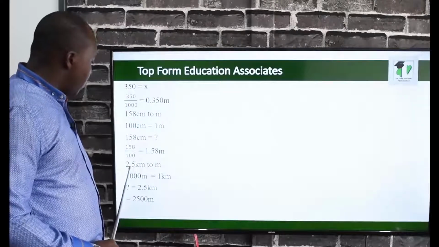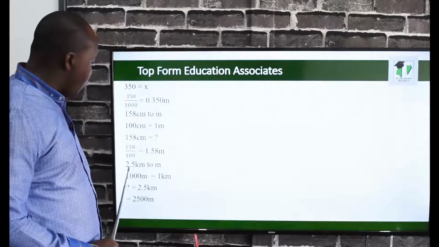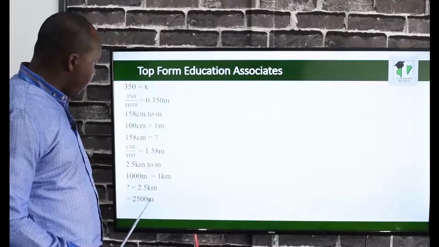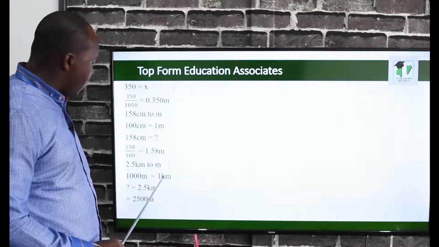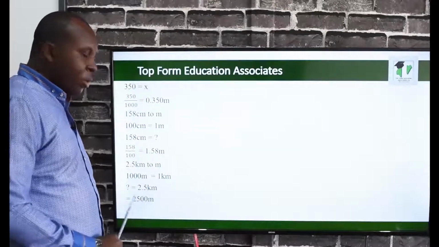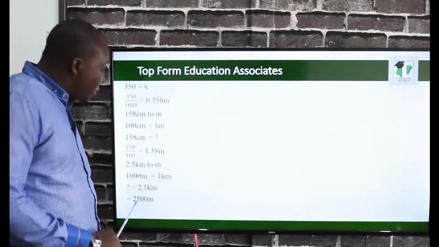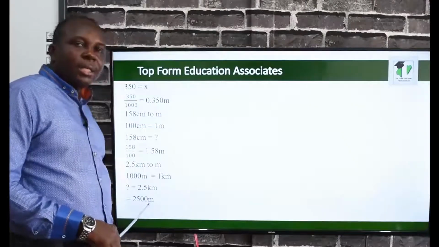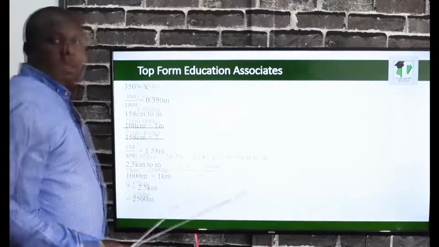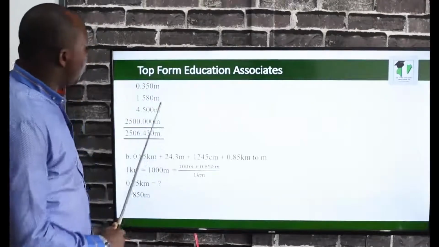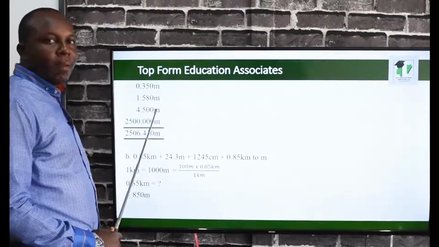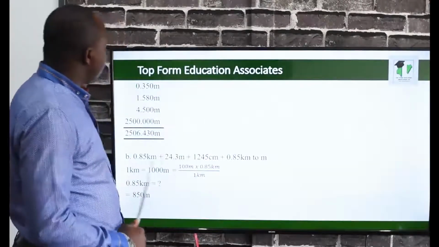The next one, which is kilometer, we also convert 2.5 kilometers to meters. That is 1,000 meters equal 1 kilometer, or unknown equal 2.5 kilometers. When we cross multiply and divide, it gives me 2,500 meters. Now that we have converted everything to meters, the next thing is to arrange it like our decimal numbers.